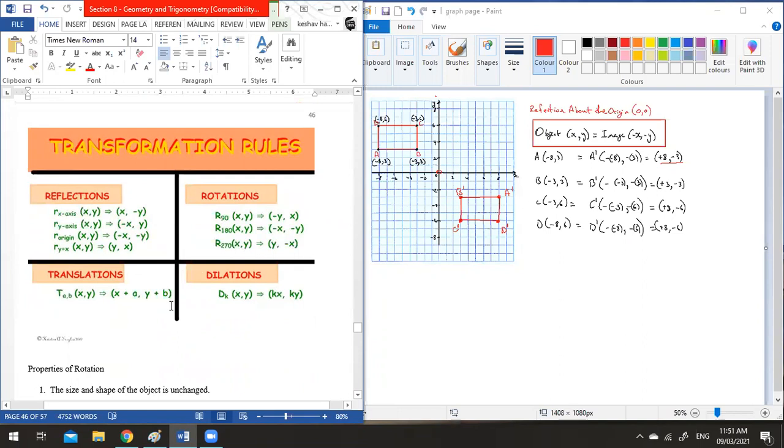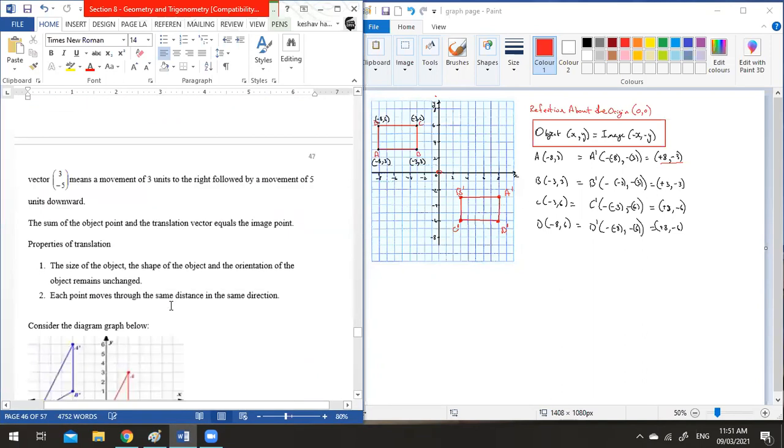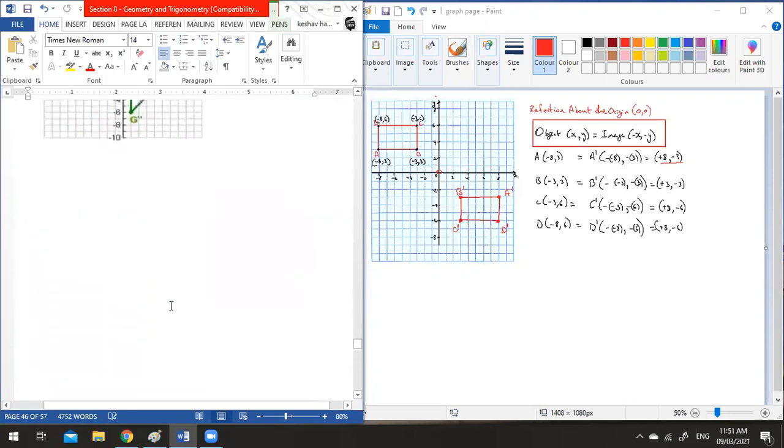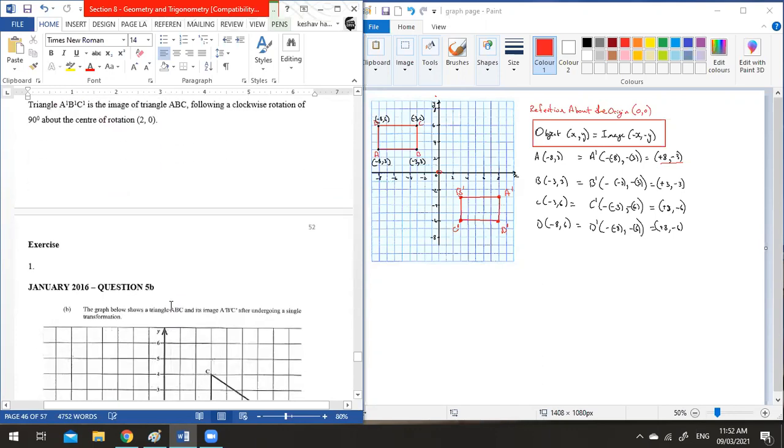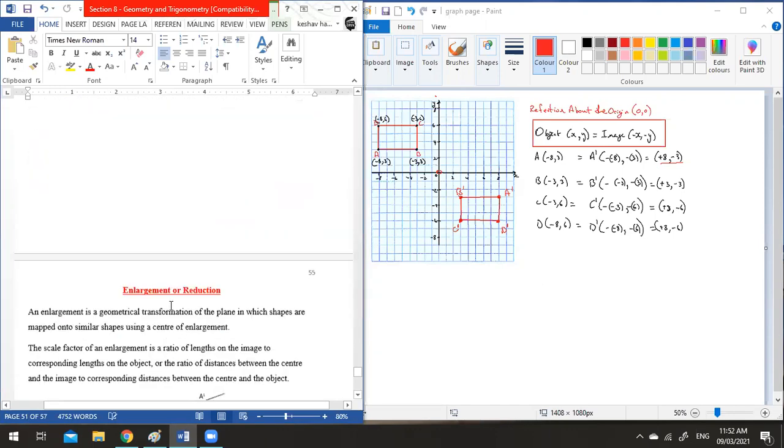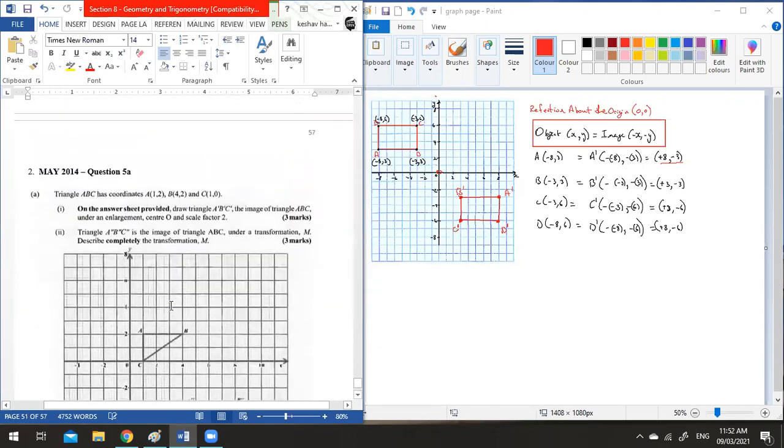So in the notes, is there no exercise to practice and do? Yeah, down here. Each thing has questions. Oh, okay. Right? And then at the very end, it has a couple of past paper questions.